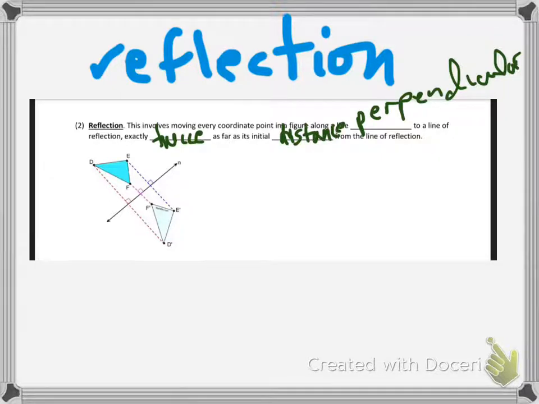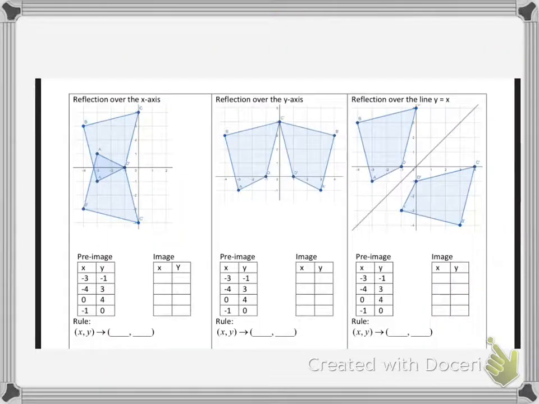So this point E is this far from the line of reflection initially, so it goes that far twice and ends up on the other side of the line of reflection. So we're going to reflect over the x-axis, the y-axis, the line y equals x, and also the line y equals negative x.